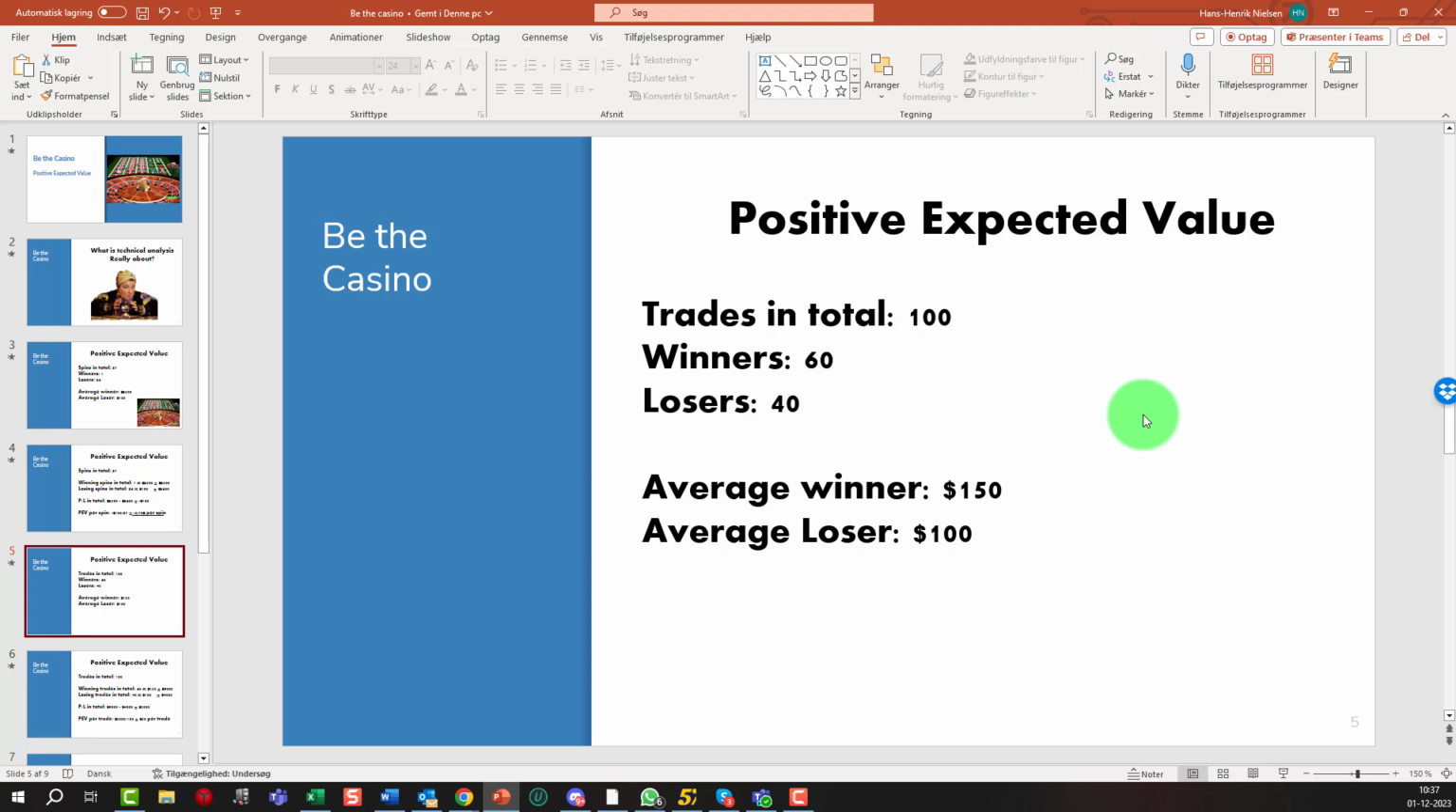But let's have a look at an example here. And these are just made up numbers that can easily be different. Now, let's say we have 100 trades. We place 100 trades in different stocks over time. And let's say we have 60 winners and 40 losers, and that our average winner, every time we win, is $150. Our average loser every time we lose is $100.